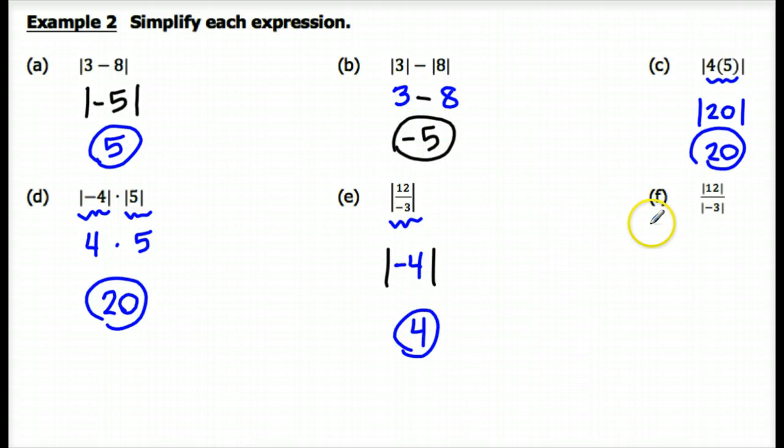And then finally for F, notice how this one's a little bit different than E. This one's asking us what is the absolute value of 12 divided by the absolute value of -3. So this time those absolute values are split up. The absolute value of 12 up on the top is just 12. The absolute value of -3 on the bottom is just 3. And so this one's asking us basically what is 12 divided by 3? Well, that's going to give us also 4.